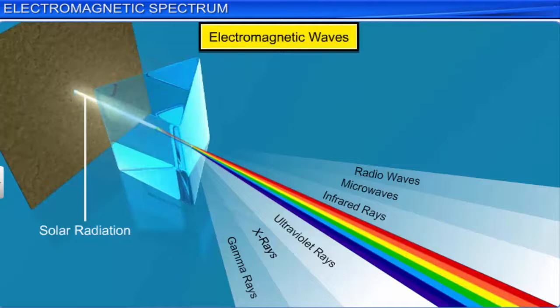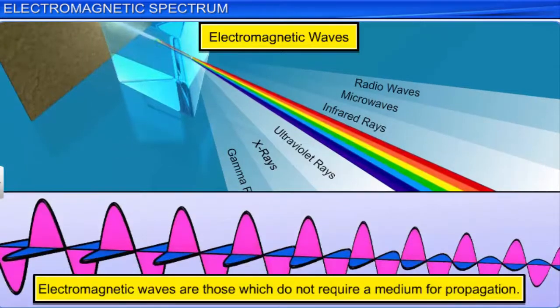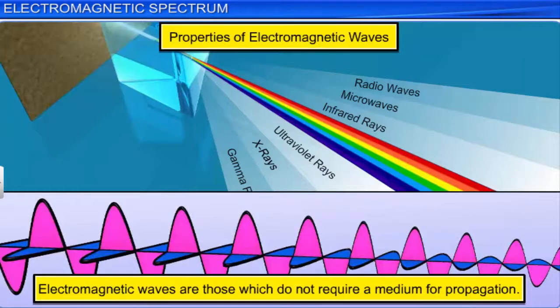Here, we will study about electromagnetic radiations. Electromagnetic waves are those which do not require a medium for propagation. They can propagate in vacuum also. Sunlight is completely electromagnetic in nature. Now, let us look at some of the important properties of the electromagnetic waves.